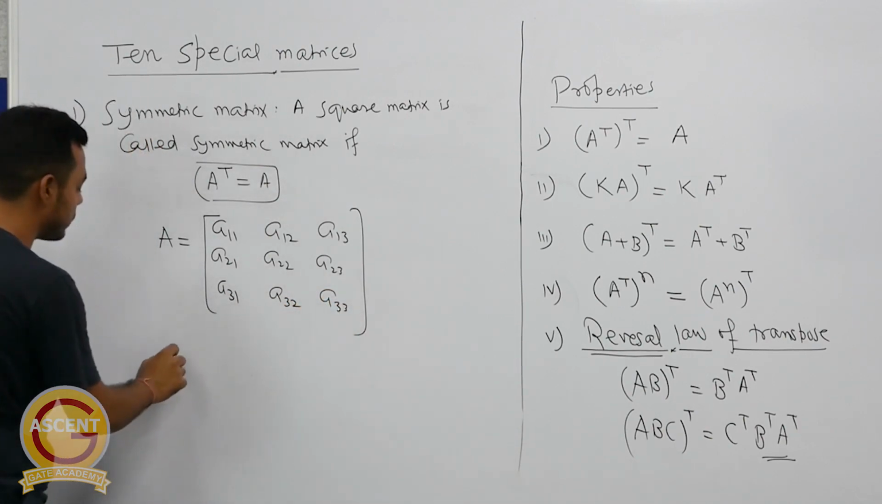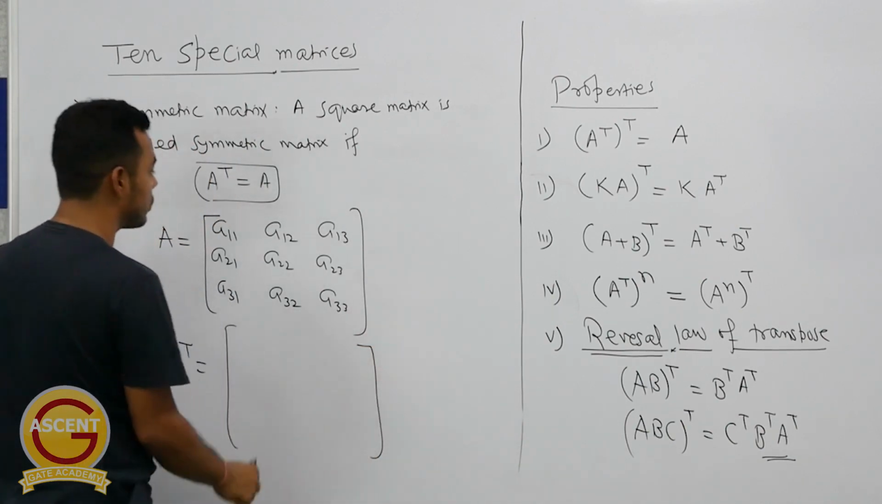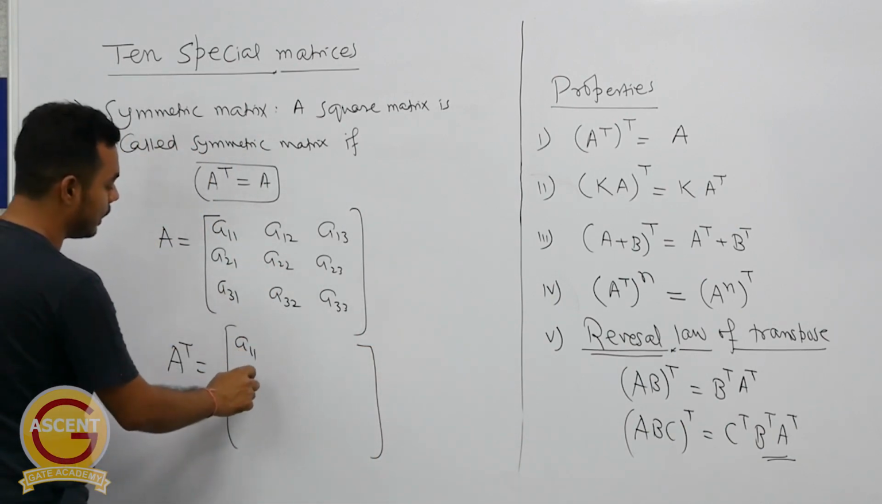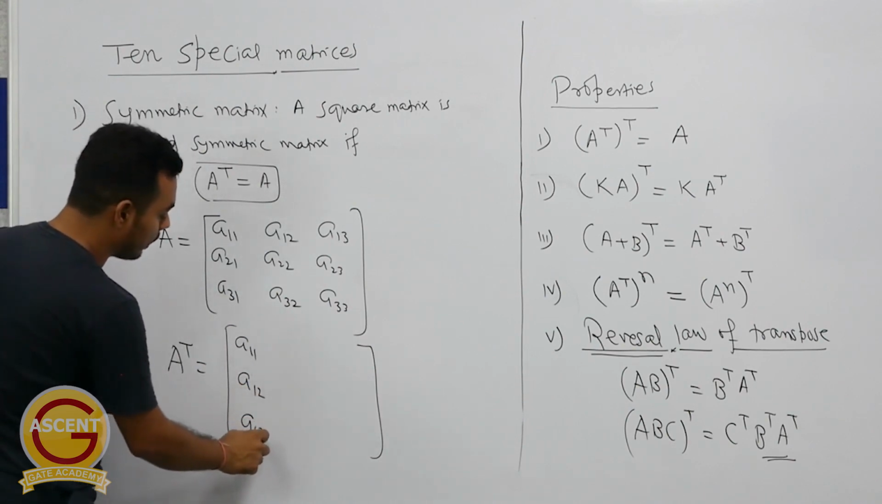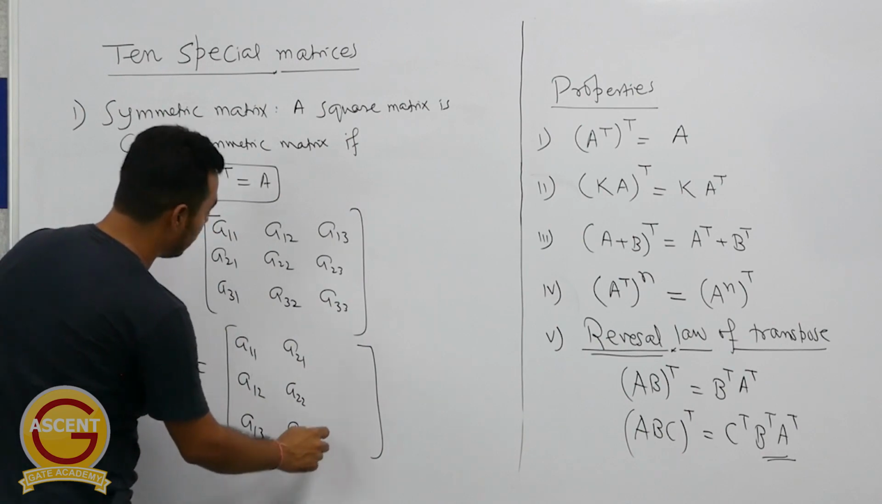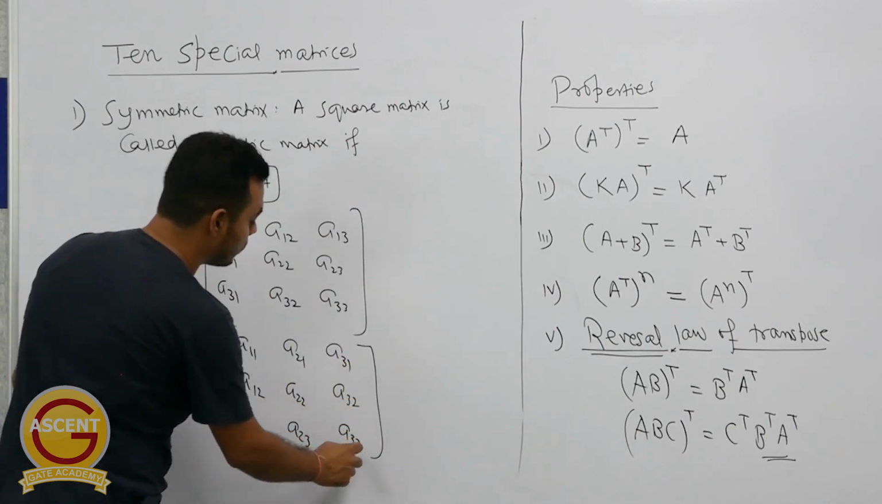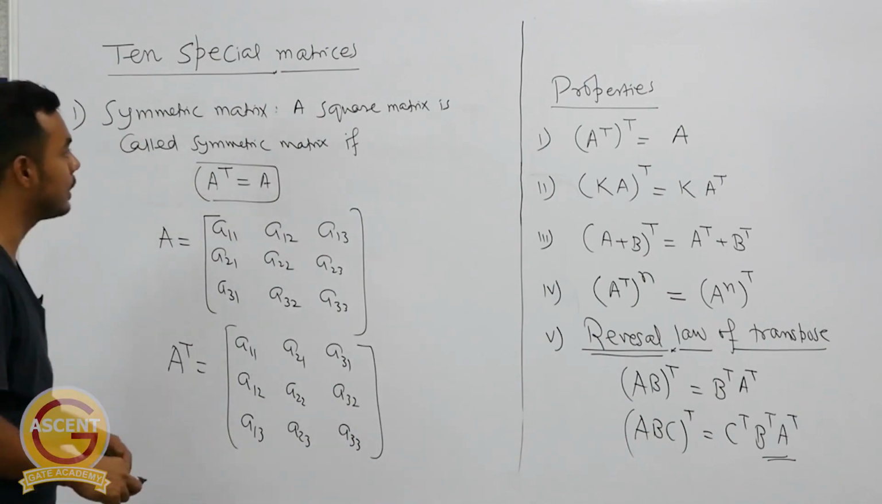Now if I take the transpose of this matrix, it means we have to change the rows into columns. So if this is my first row, then it will become the first column, then the second row will become the second column, and the third row will become the third column. So this matrix is A transpose. This is our matrix A. Now this is our A transpose.